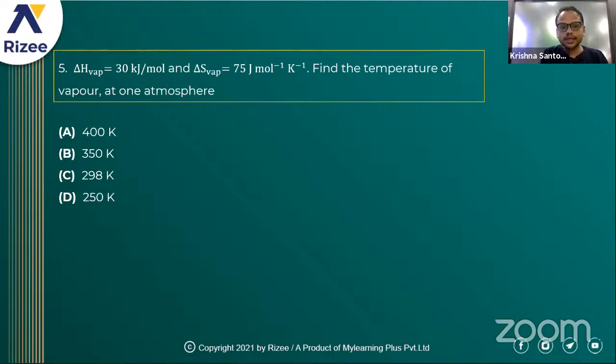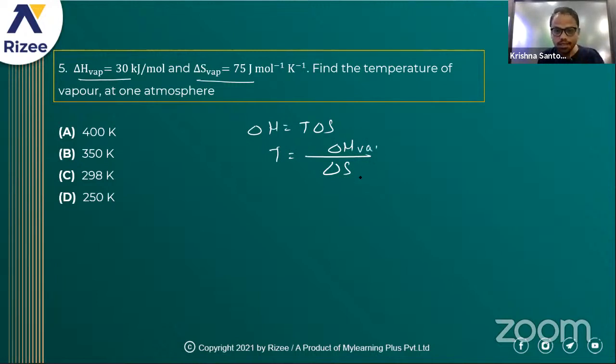Clear? Next, delta H vaporization is given as 30 kilojoules per mole, and delta S vaporization is given as 75 joules per mole per Kelvin. Find the temperature of the vapor at 1 atmosphere. Generally, we have the equation delta H is equal to T delta S. So I can write T is equal to delta H by delta S at vaporization, delta H vapor by delta S vapor.